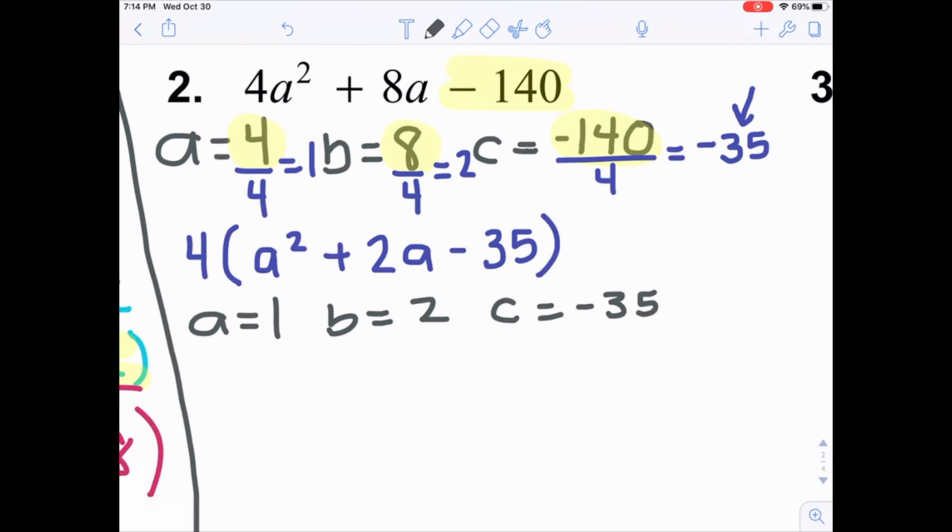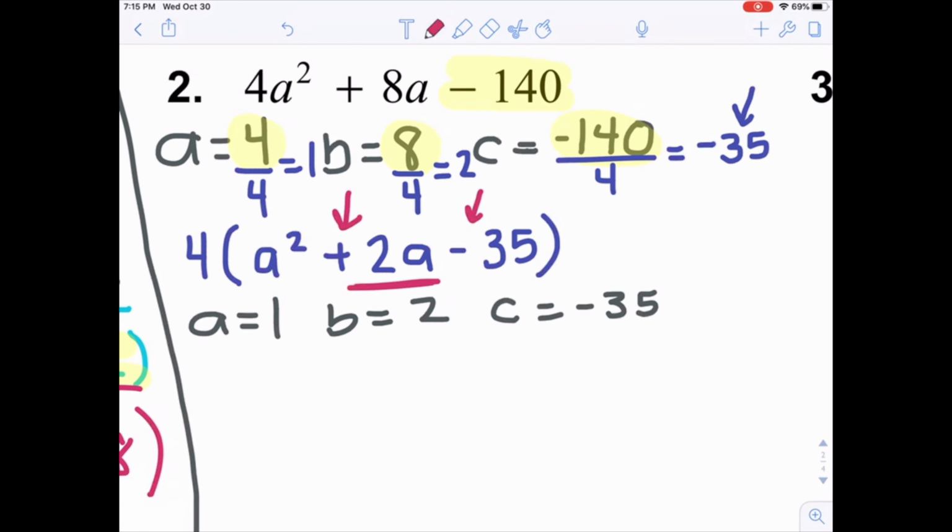So we know if we take A times C, we're going to get negative 35. Let's go through the factors. We have 1 times 35. Before I get too ahead of myself, is our B term positive or negative? Positive. But our C term is negative. So that means we have to have a positive times a negative to get our answer. But when we add them together, we need our sum, or the total, to be positive. So that means our bigger number is going to be positive, and our smaller number is going to be negative.